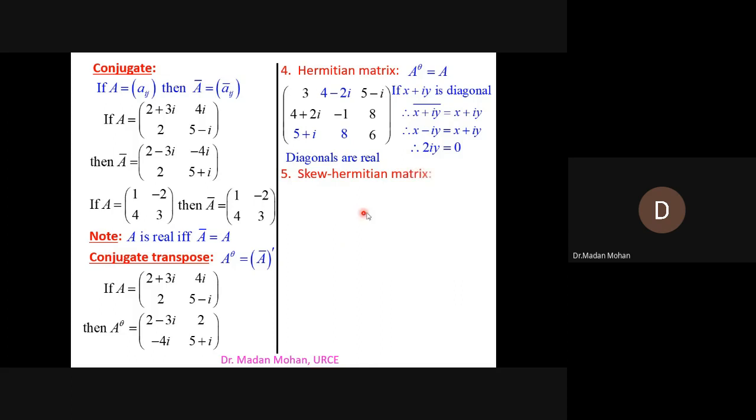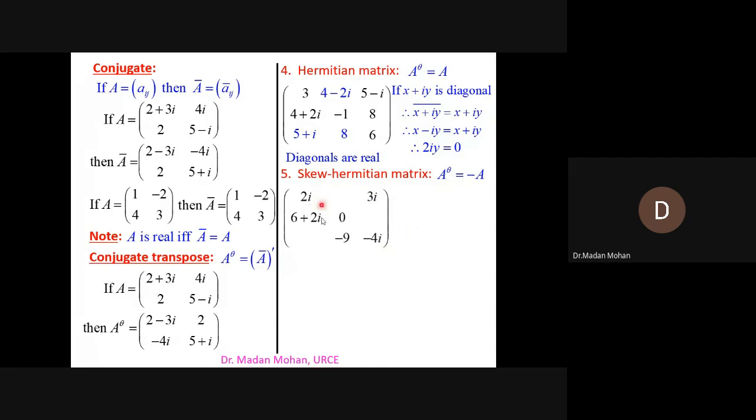Skew Hermitian matrix. When is a matrix skew Hermitian? You know, symmetric means A transpose is A. Skew symmetric means A transpose is minus A. Here A theta equals minus A. Very good. Conjugate transpose is minus A. Right, very good. Now, I have given a matrix again.